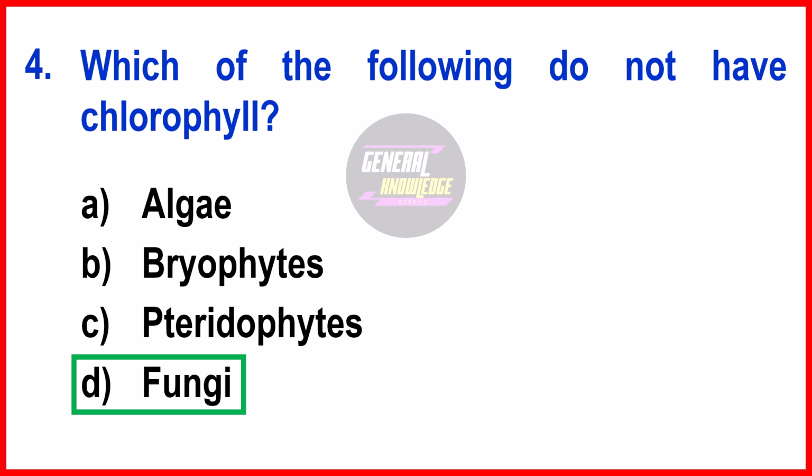Chlorophyll is a green pigment essential for photosynthesis. Fungi are heterotrophic organisms, meaning they cannot produce their own food through photosynthesis. They obtain nutrients by absorbing organic matter from their environment. Therefore, they lack chlorophyll.